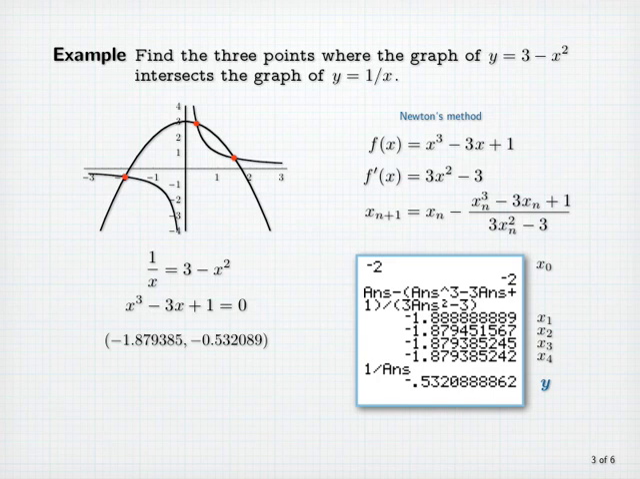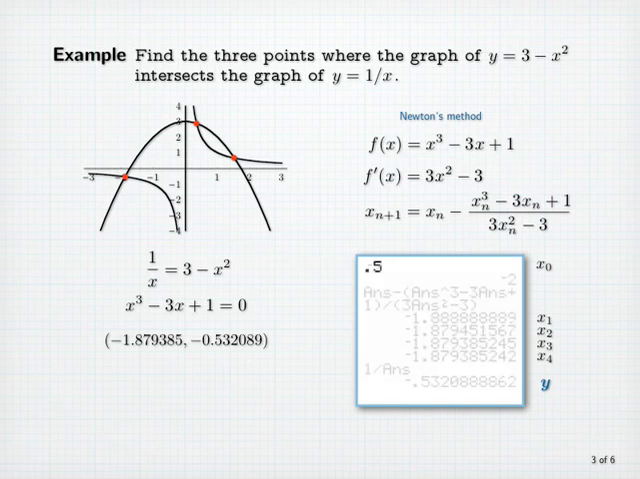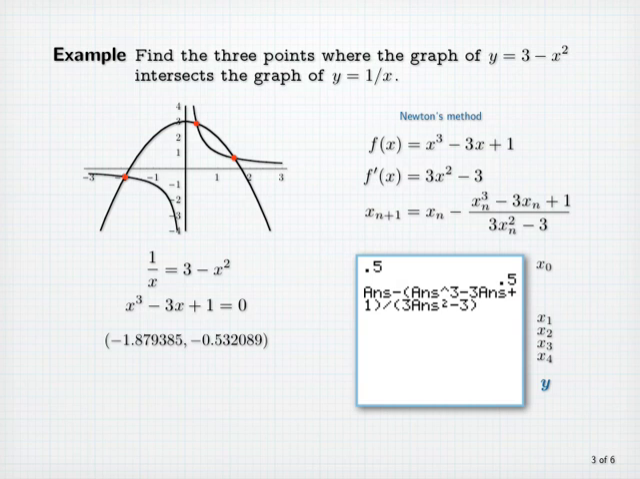Now let's try to find the point of intersection in the middle. The x there seems to be somewhere around 0.5, so let's use that as an initial guess, x0, and again enter our formula exactly as before. Press enter to compute x1. Then we continue pressing enter to calculate x2, x3, and x4.